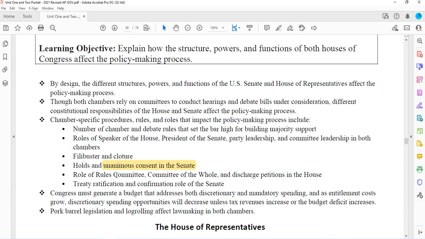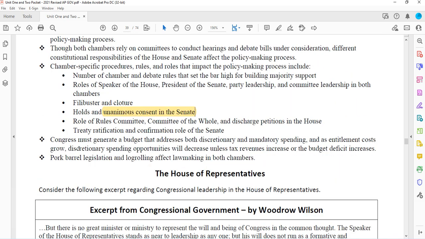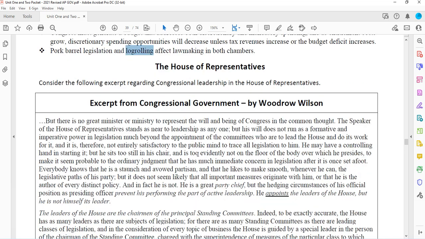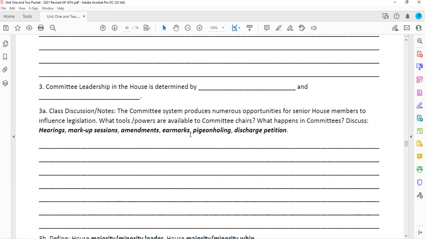Okay, the Rules Committee, Committee of the Whole, and discharge petitions, we'll talk about those here in a little bit, and the budget process, very important, and pork barreling, which we already talked about. We'll go through these definitions. So this is all review from the other day, so we don't need to go through all of this.